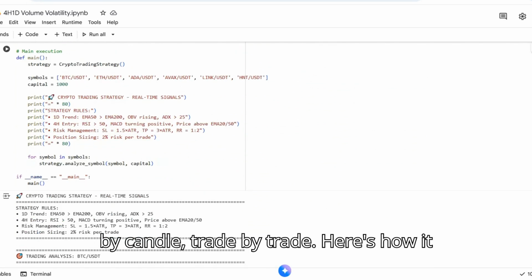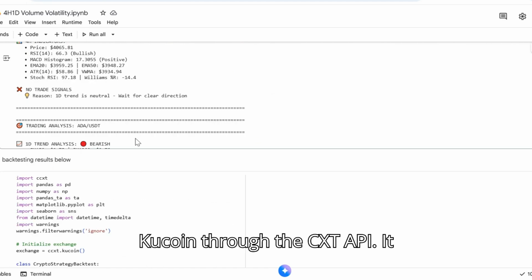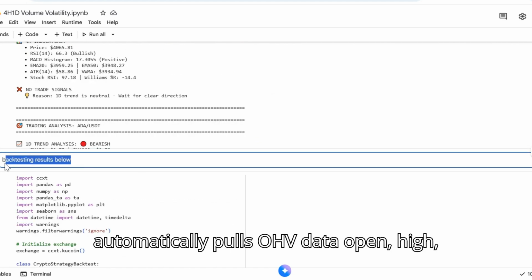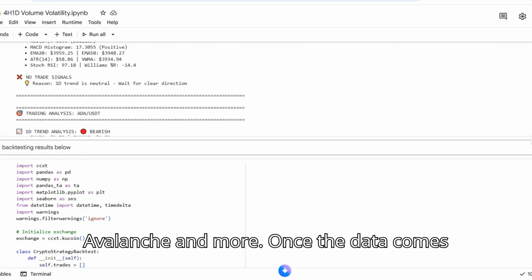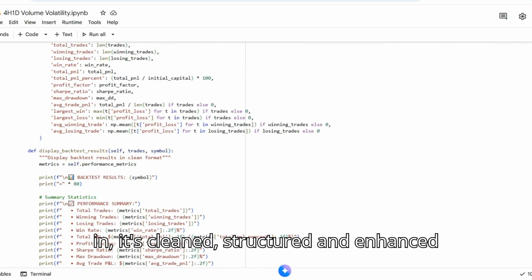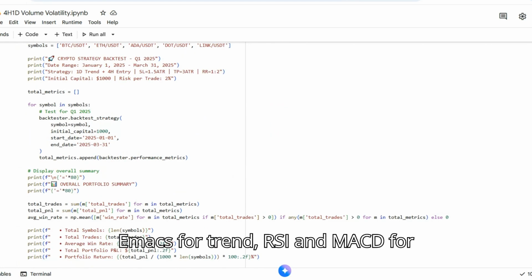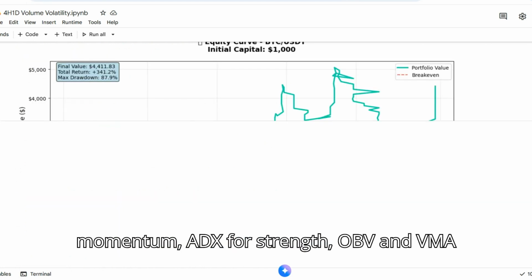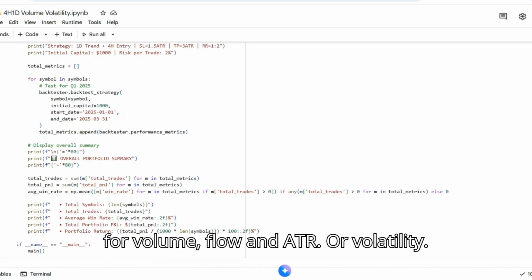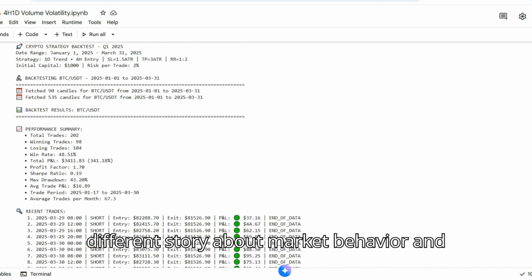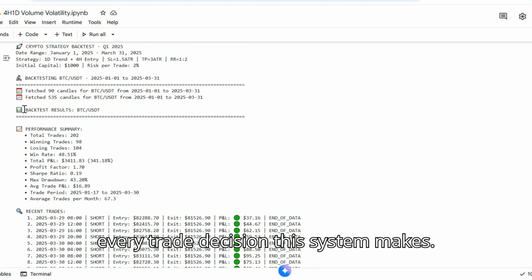Here's how it works. First, the script connects to KuCoin through the CCXT API. It automatically pulls OHLCV data, open, high, low, close, and volume, for different crypto pairs like Bitcoin, Ethereum, Avalanche, and more. Once the data comes in, it's cleaned, structured, and enhanced with a full set of technical indicators. EMAs for trend, RSI and MACD for momentum, ADX for strength, OBV and VWMA for volume flow, and ATR for volatility. Each of these indicators tells a different story about market behavior, and together, they form the logic that drives every trade decision this system makes.